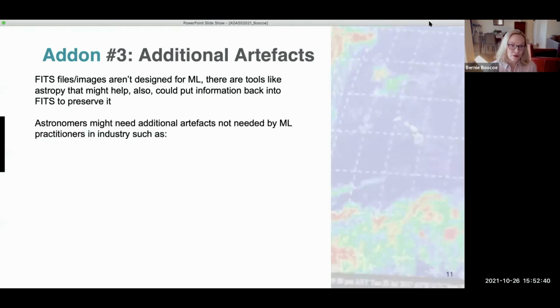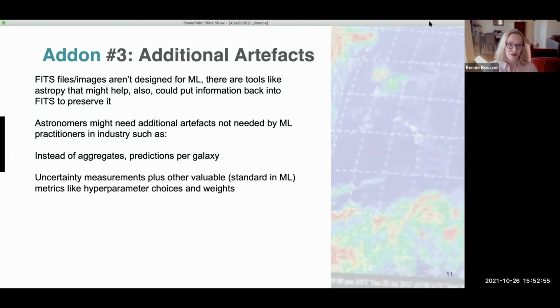And astronomers might need additional artifacts that are not needed by these machine learning practitioners, such as predictions per galaxy. Machine learning in the wild, in industry generally, aggregates are good enough. And in astronomy, uncertainty measurements rule the roost. These would not be something that is in machine learning traditional practices in the computer science realm.